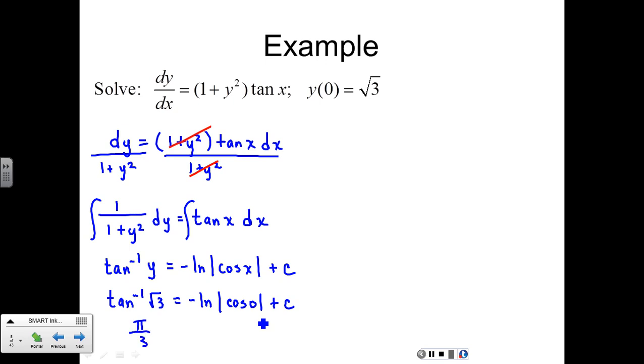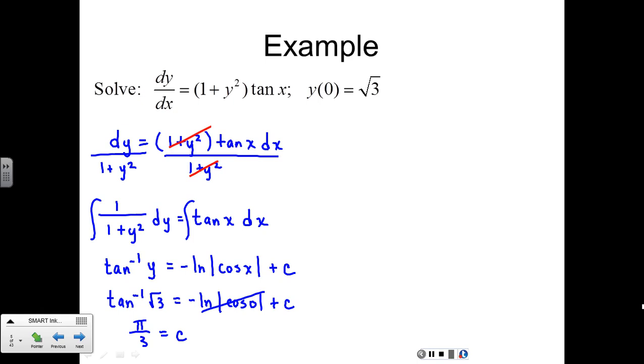When you're dealing with real numbers, you want radian answers there. Okay? What is cosine of 0 in radians? It's 1. What is natural log of 1? 0. So this all goes to 0 right there. So C is equal to pi over 3.